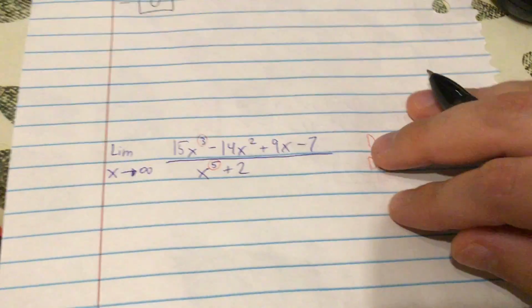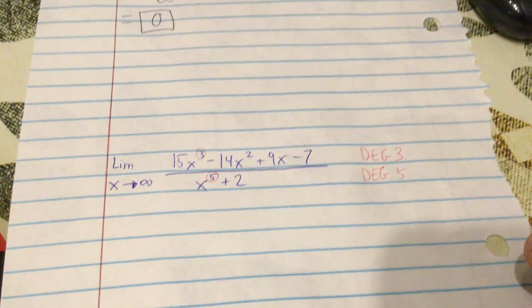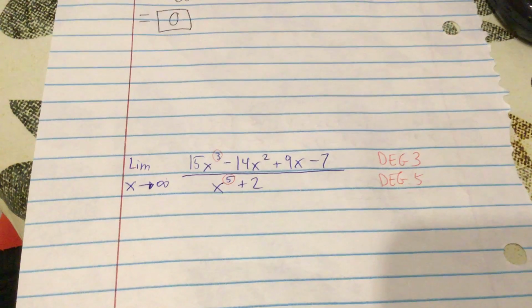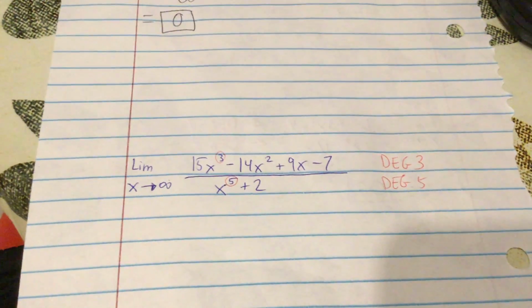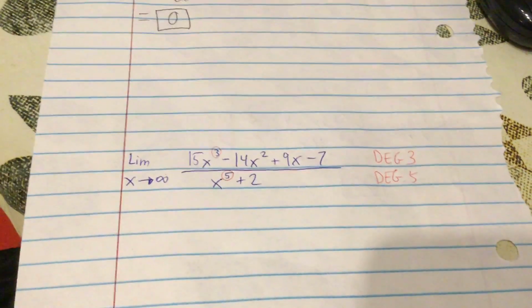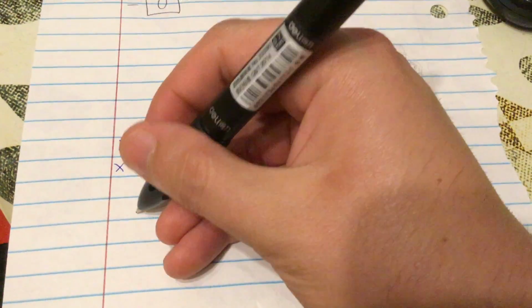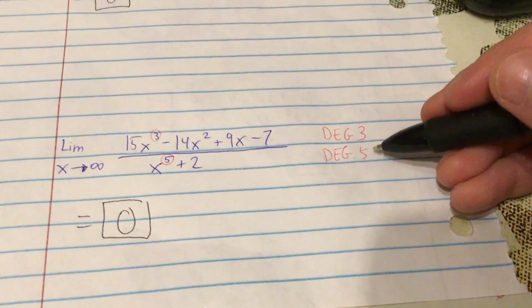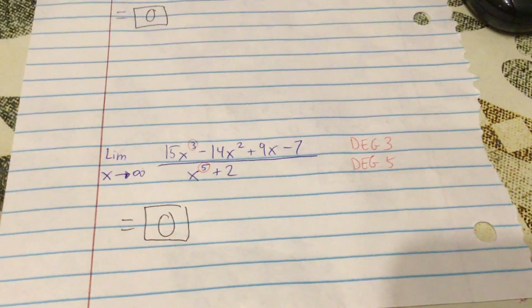So as x approaches infinity, if the denominator beats the numerator at the end, that means that it gets closer and closer to 0. That's only because the denominator wins.